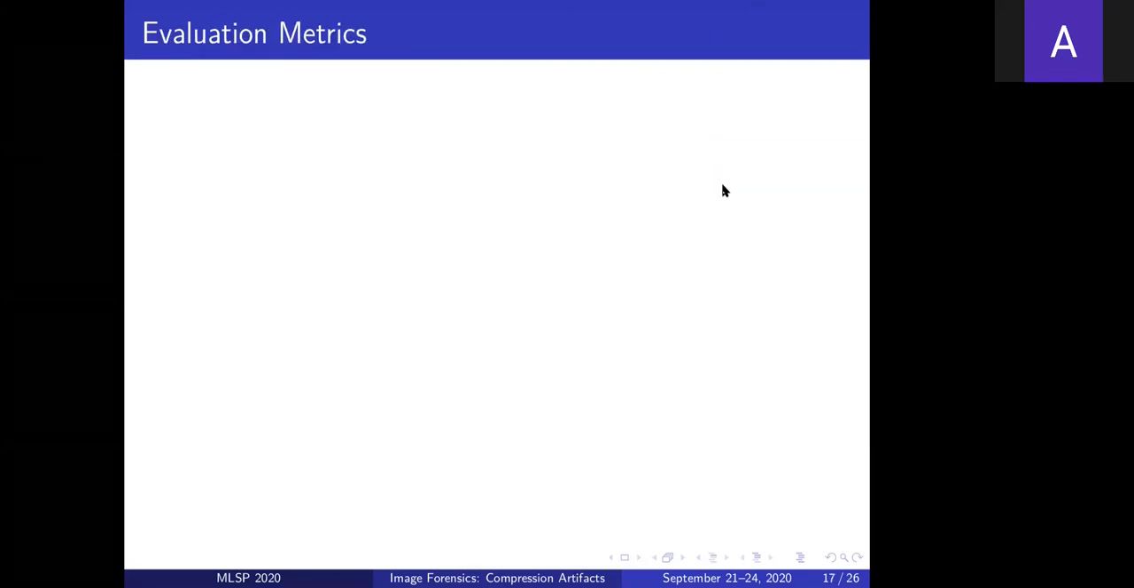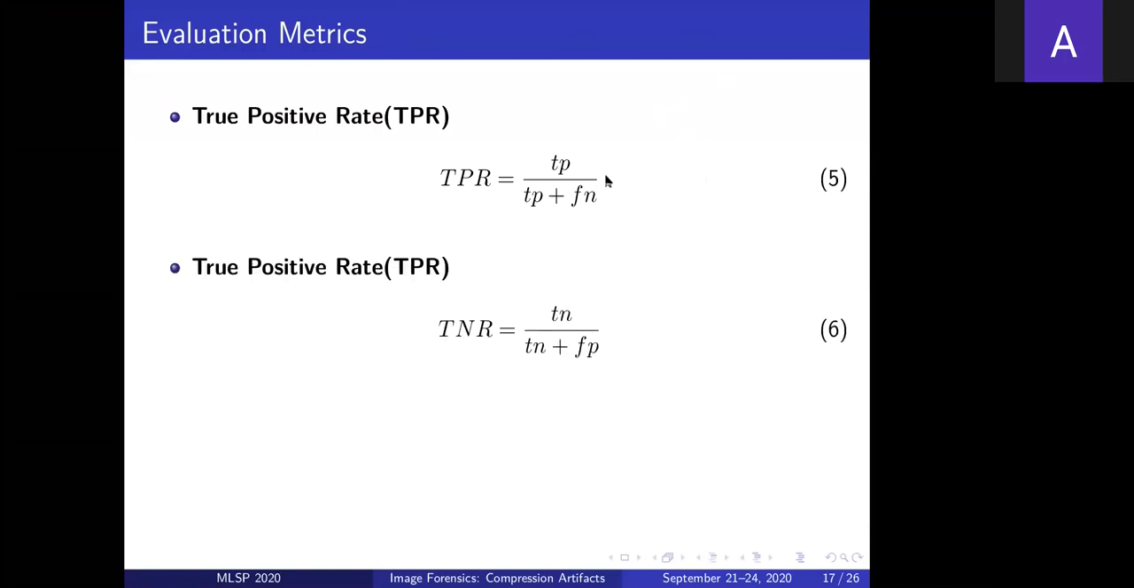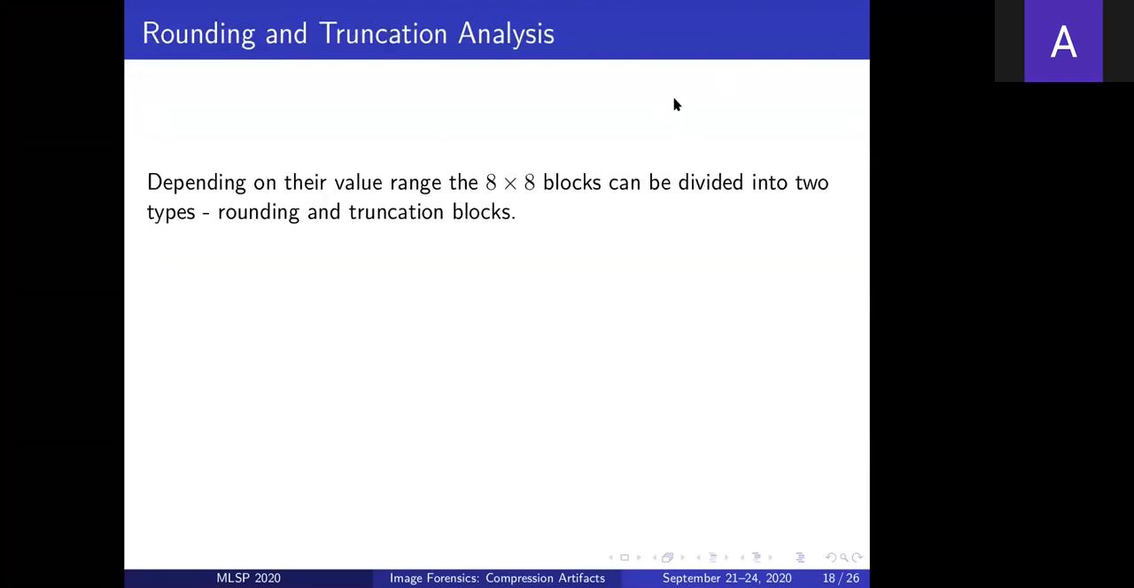We use 3 metrics for our evaluation: true positive rate, true negative rate, and balanced accuracy. Here, double compression is treated as a positive class. The third metric is able to account for the different number of blocks in the single and double compressed category in our test dataset.